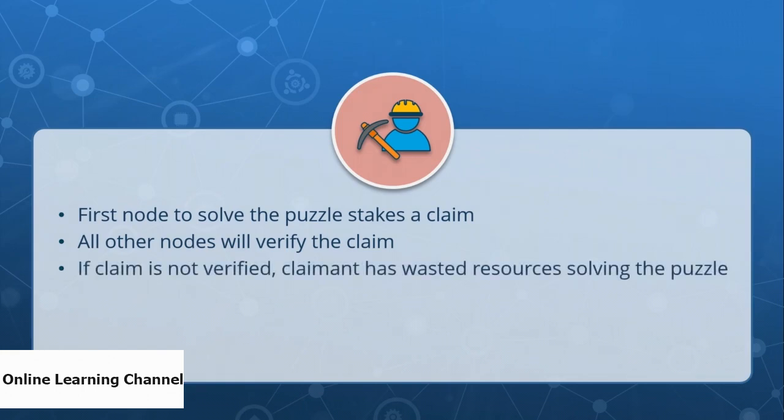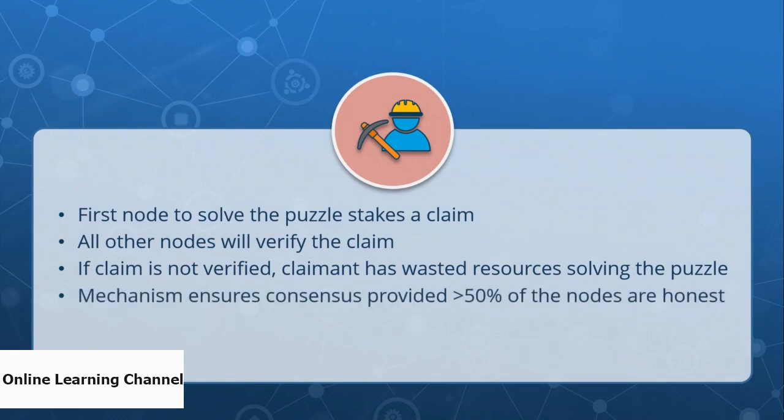And it also means that the node has wasted a lot of resources in trying to solve the mathematical puzzle, and when it got the opportunity to collect rewards, its claim was rejected due to a fraudulent transaction. So this proof of work consensus mechanism is something which ensures that all of the participating nodes in the network are behaving according to the rules.